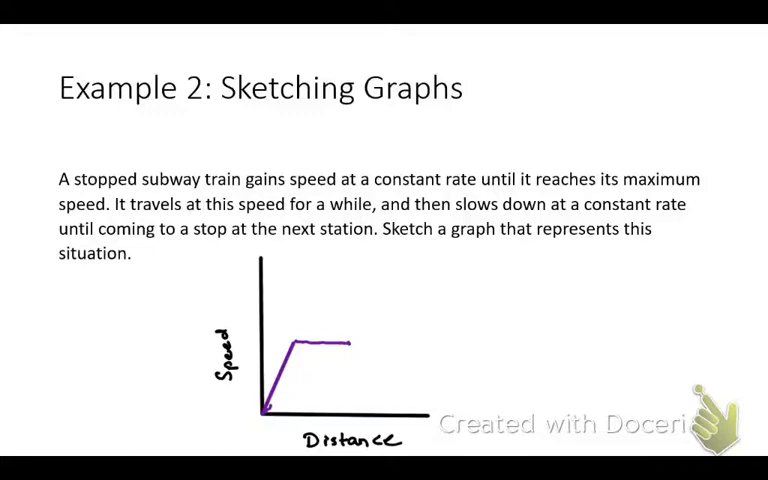Then it slows down at a constant rate until coming to a stop at the next station. So how could I write that line? Just going back down. Okay? And actually it needs to go all the way down to the bottom because it came to a stop. So the speed has to be 0. Do you see what we did there? It increased, then it leveled off. Stayed at that speed for a while, and then it slowed down until it came to a stop. So that's why the end of the line had to touch that bottom line, showing a speed of 0.